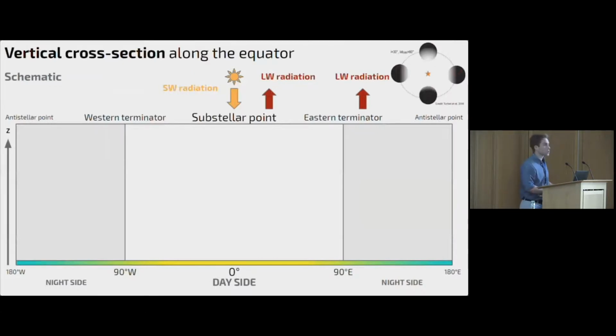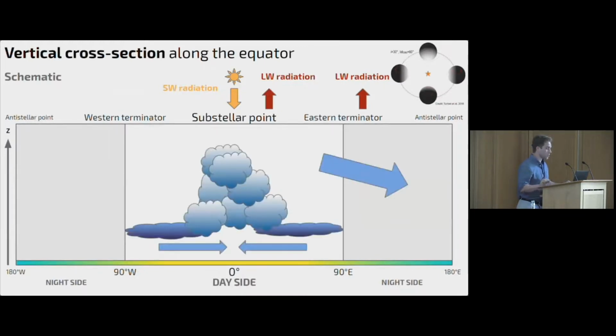So this is a vertical cross-section along the equator on this planet. And you have the solar radiation coming from its host star to the dayside of the planet, and then the planet loses heat in the form of long-wave radiation from both dayside and nightside. And this strong heating at the dayside and the heating of the surface of the planet makes the atmosphere convectively unstable, and this leads to the rising convection motions on the dayside and the formation of a thick layer of clouds.